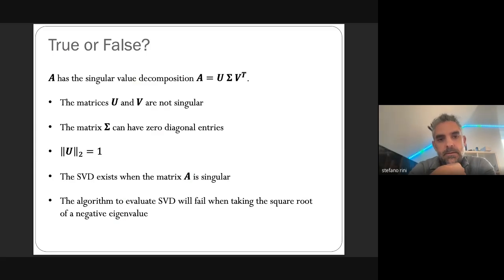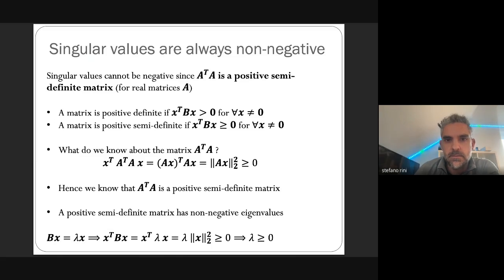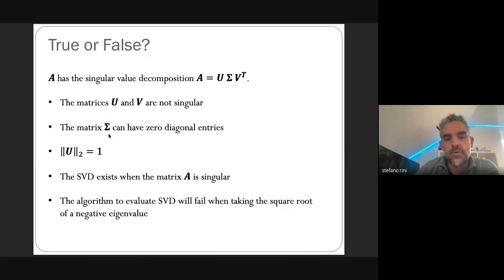This is a Q&A, right? We go through these questions and then we will answer them. Let's say that the matrix A has a singular value decomposition as U sigma V transpose. Then the matrices U and V are not singular: true or false. The matrix sigma can have 0 diagonal entries, so some of the eigenvalues are allowed to be 0. The norm of U is equal to 1. The SVD exists when the matrix A is singular, and the algorithm to evaluate the SVD will fail when taking the square root of negative eigenvalues.